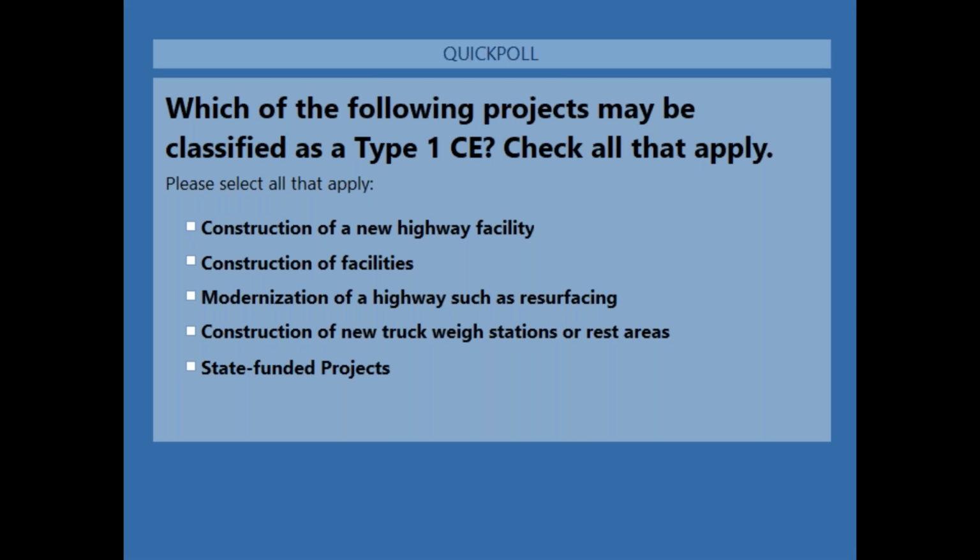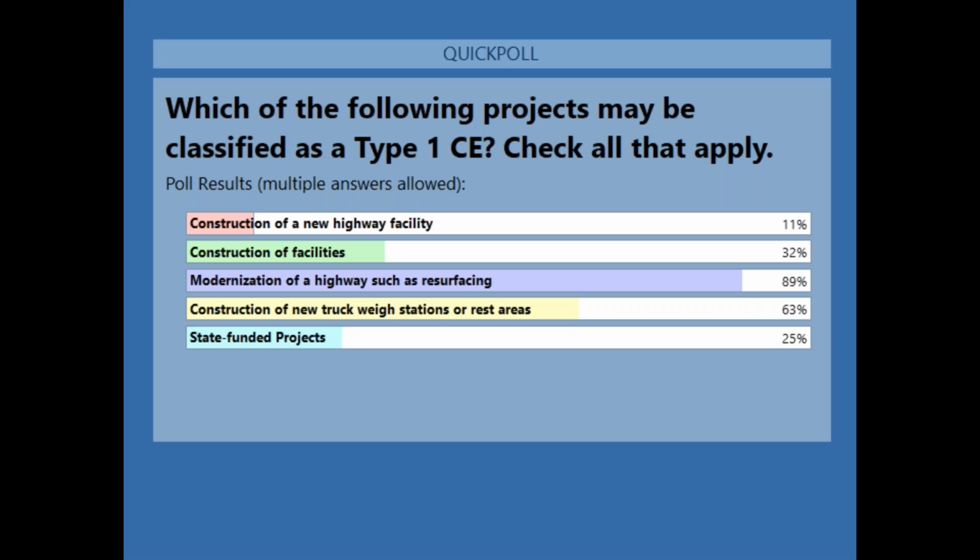Looks like we still got a few more rolling in, but we'll close it here in about 5 seconds. All right, thank you so much. Let's see the results. So pretty good. Looks like we have the biggest one of modernization of highways, such as resurfacing at 89%, which is one of the correct choices. Correct choices were construction of bicycle and pedestrian facilities, and then also construction of new truck weigh stations or rest areas. So thank you so much, and we will move on.